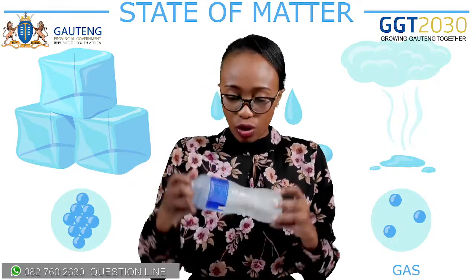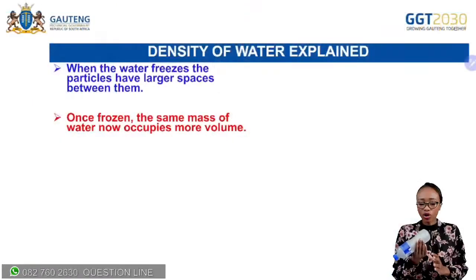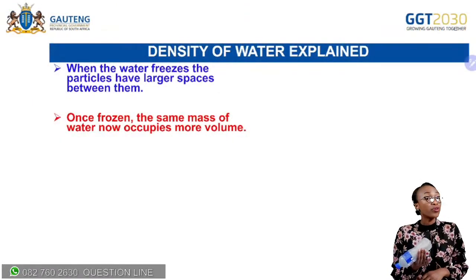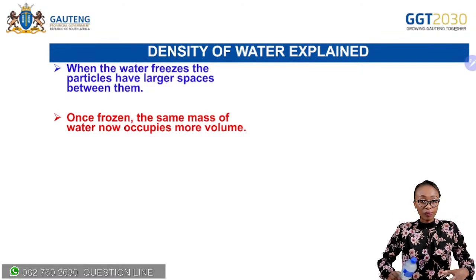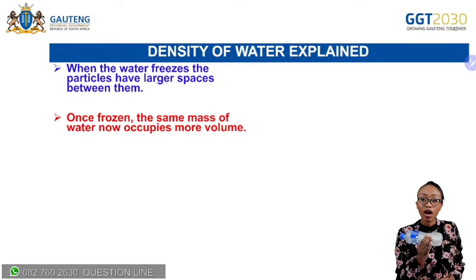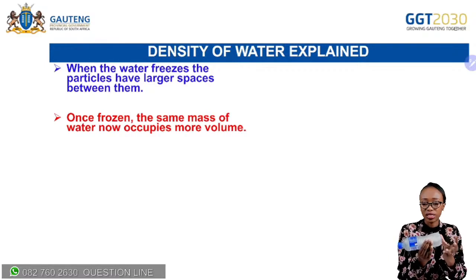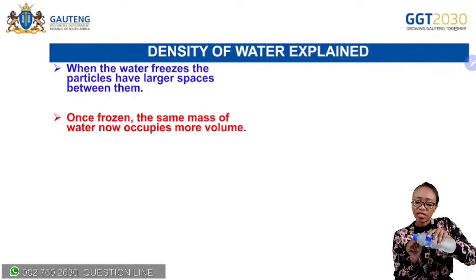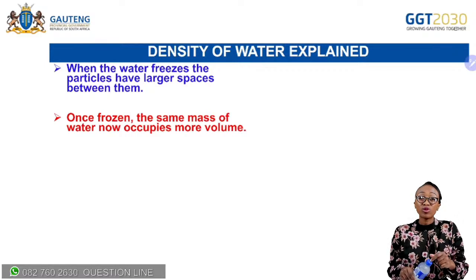So once frozen, the mass of the water now occupies a bigger volume. Remember how we defined volume last week? We said volume is the space an object occupies. So the space that the water occupied has actually become larger. That's why the bottom is more rounded. It's stretched out, it's extended, and the water has frozen and filled up the whole entire pot, even up to the bottle cap.